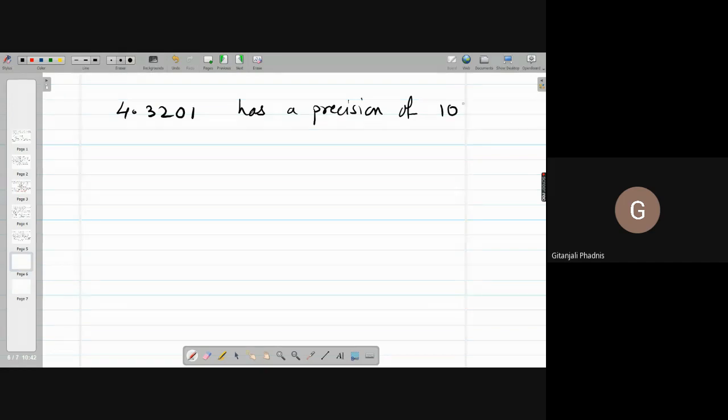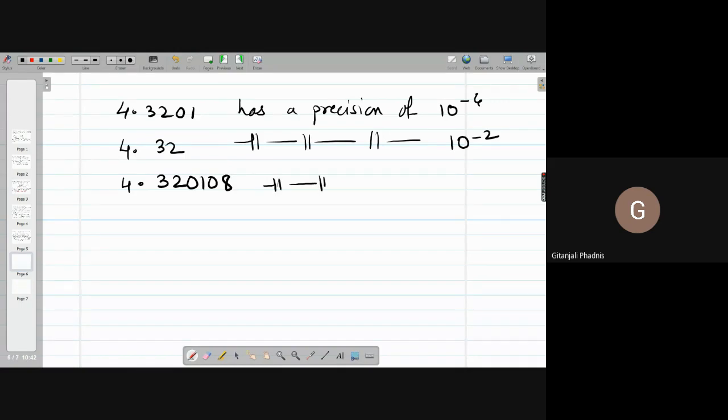10 raised to minus 4. If I write 4.32, what is the precision? 10 raised to minus 2. Yes, if I write 4.320108, 10 raised to minus 6. So this number has the greatest precision. Do you understand it?